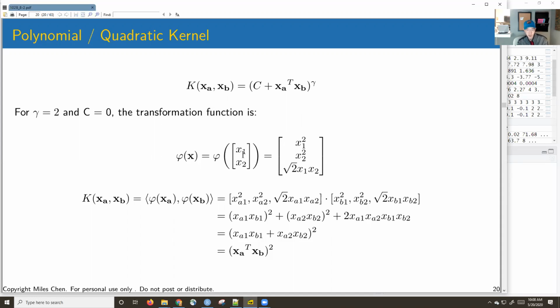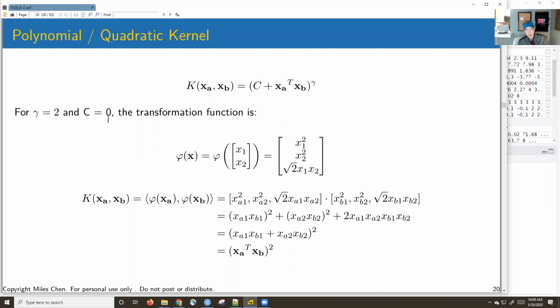So here's another transformation function phi. The polynomial kernel takes some constant c plus the dot product of xa and xb, and you raise that quantity to the power gamma. Here, if I use c equal to 0 and gamma equal to 2, then this would be what we call a quadratic kernel, but you can change gamma to 3 or 4 or whatever, and you can also change this constant c to some other value.